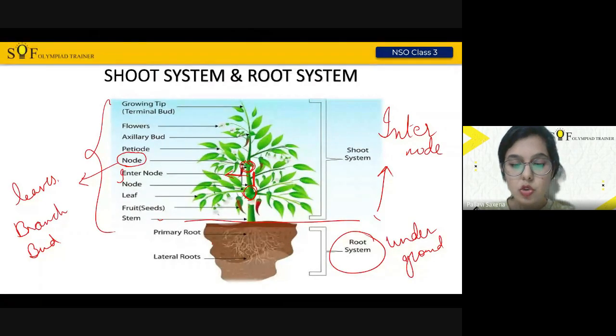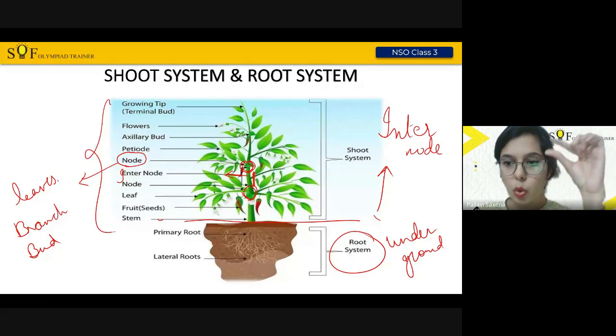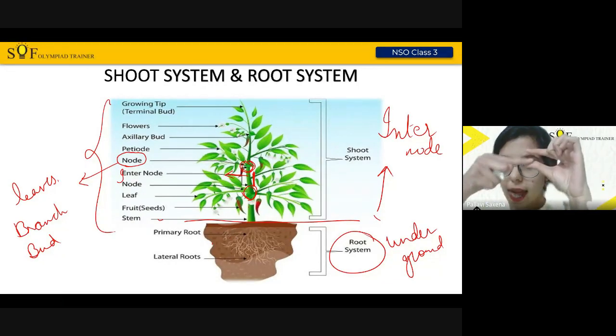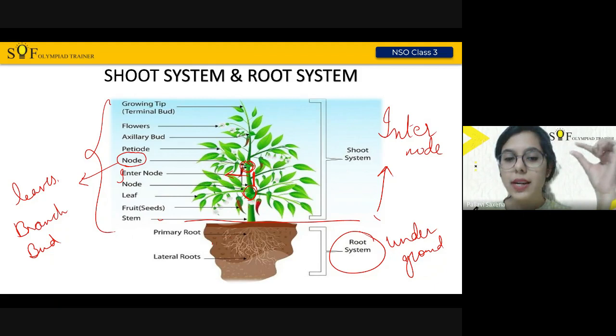So when you talk about internode, it is basically the distance between two nodes. Can you see the image? All of you look at the image. You can see that two nodes are present, two buds are present, and the distance between those two is called the internode. Got it? Rian, did you get it?